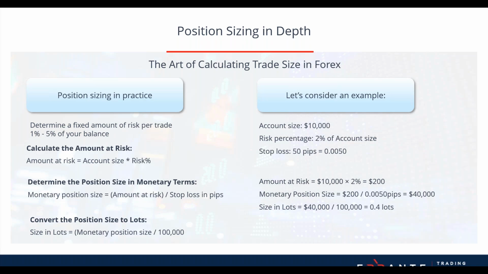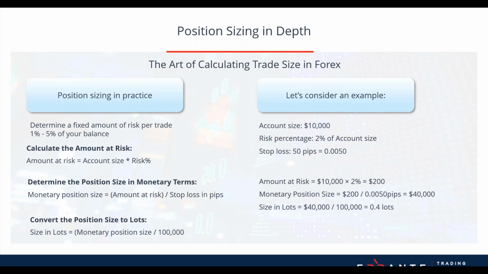Pips, as many of you will know, are the measure of movements in the forex market, and in this case represent a change of 0.005. So this is the stop loss in terms of pips. With our rules firmly in place, we calculate the amount at risk: 2% of our $10,000 account equates to $200. This figure represents the maximum loss we are prepared to absorb on this particular trade.